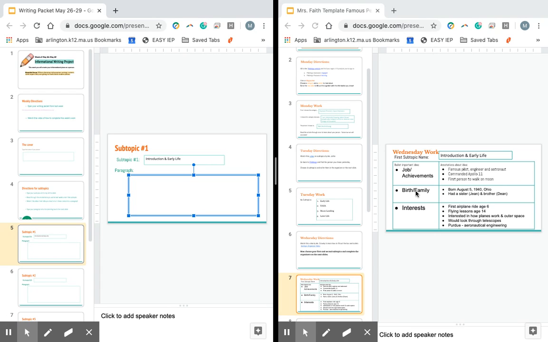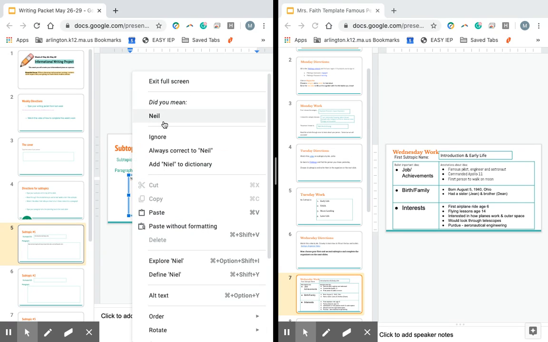I'm going to use my bullet point, jobs and achievements, to help me craft my topic sentence, or my sentence introducing this idea. So I might say, Neil Armstrong had many important jobs and achieved a lot. So I just took this basic idea, jobs and achievements, and I turned it into a sentence in my final presentation. Make sure everything is spelled right.